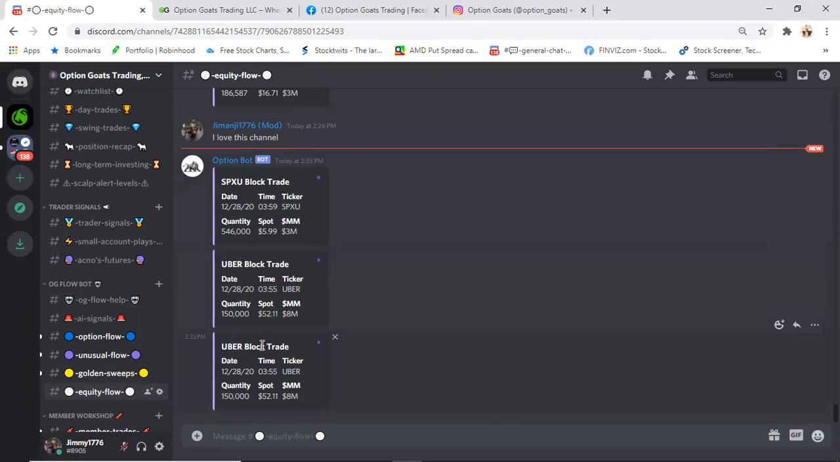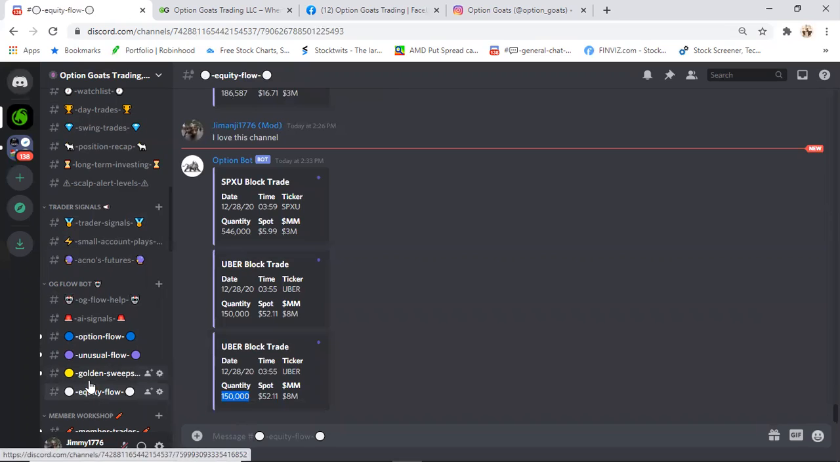For instance, this Uber block trade, somebody bought 150,000 shares of Uber, and they paid about 8 million, okay? So that's a big trade. Somebody bought a lot of Uber, or they could have sold it too. It was a trade, right?